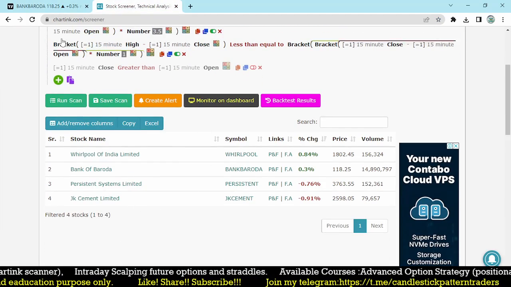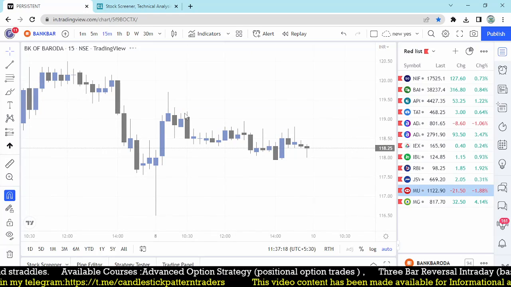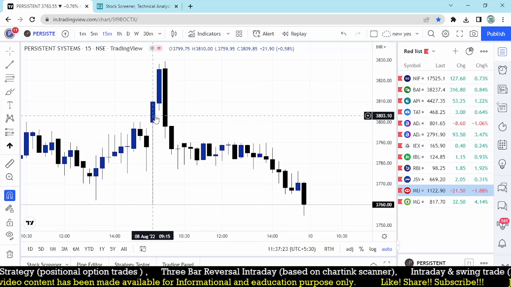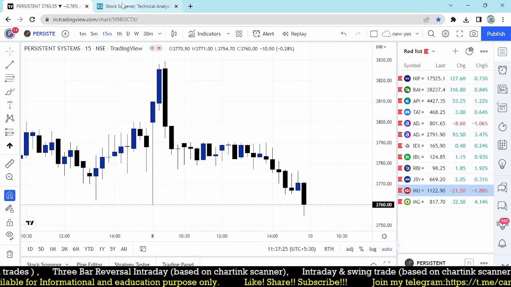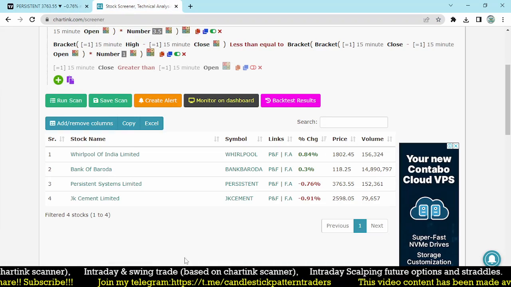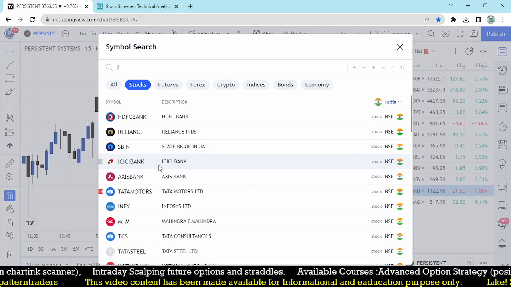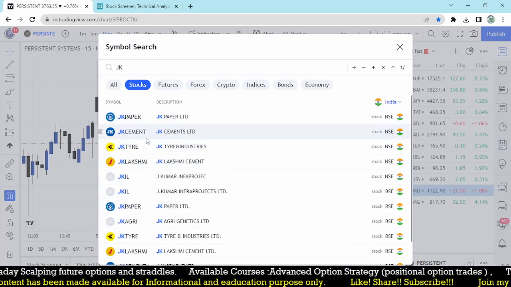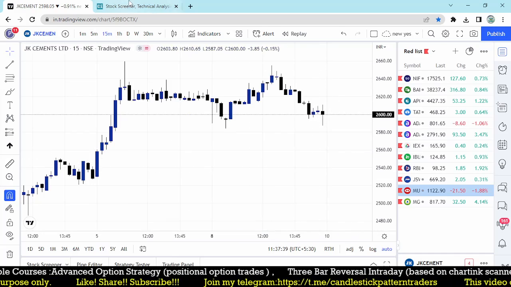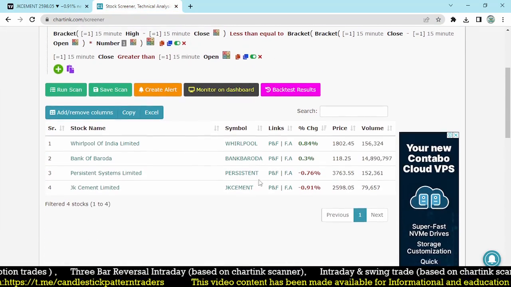Then Persistence and JK Cement. Let me check Persistence. That also forms a hammer. It maybe triggers your stop loss. There is a big stop loss. And the last one is JK Cement. So if you add these conditions, let me check these four stocks.